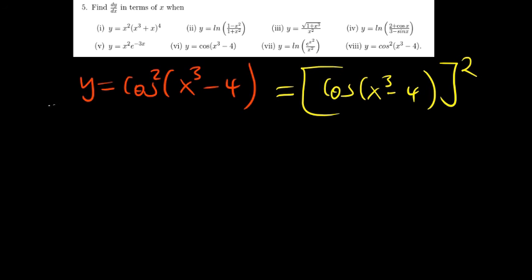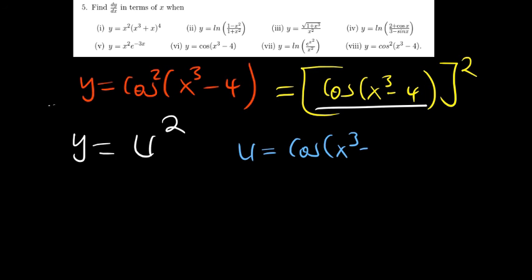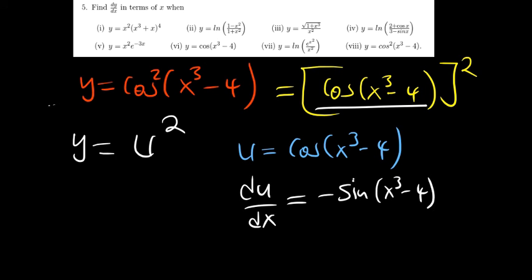With that understanding, we'll let our u be equal to whatever is in the bracket, so that we have y is equal to u to the power 2. Now we know that our u is equal to cosine of x to the power 3 minus 4. So we can basically determine du dx there. What's the derivative of cosine? Negative sine. So multiply by the derivative of what is in the brackets, that's going to be 3x squared. If you simplify that, you're going to have negative 3x squared sine of x to the power 3 minus 4.